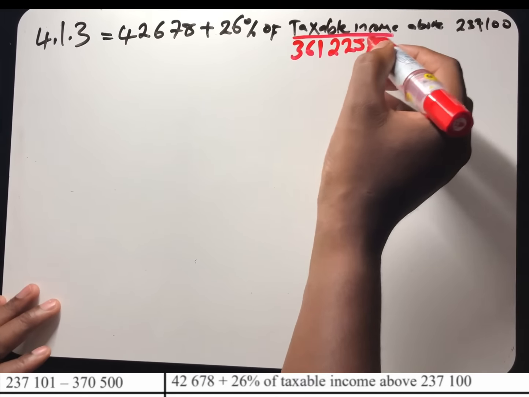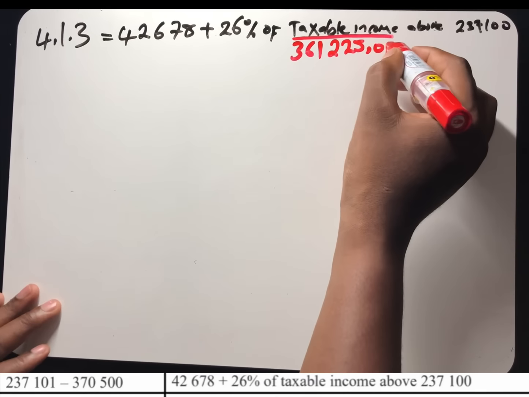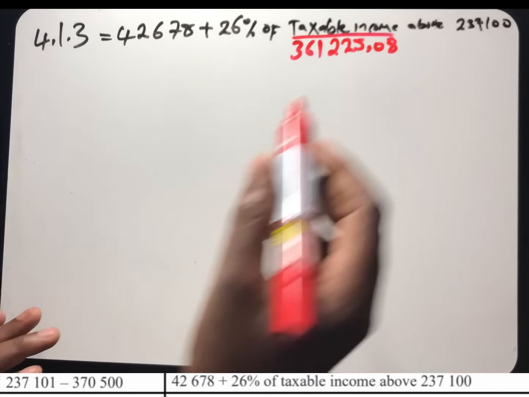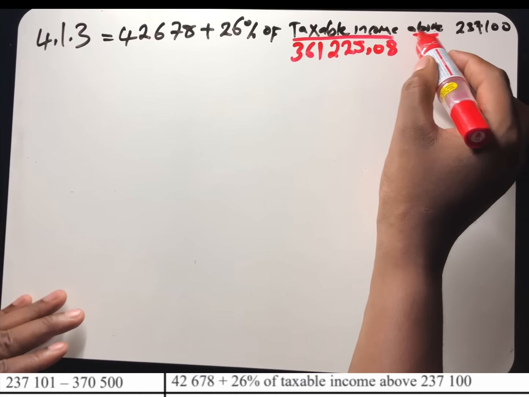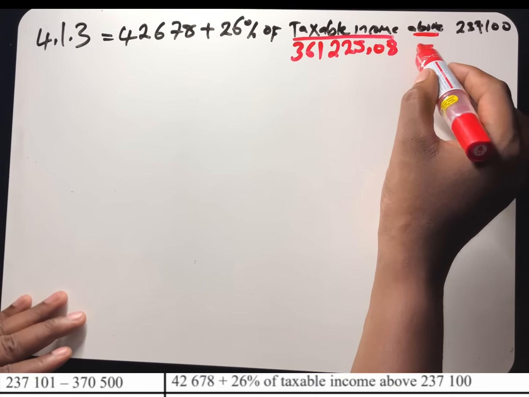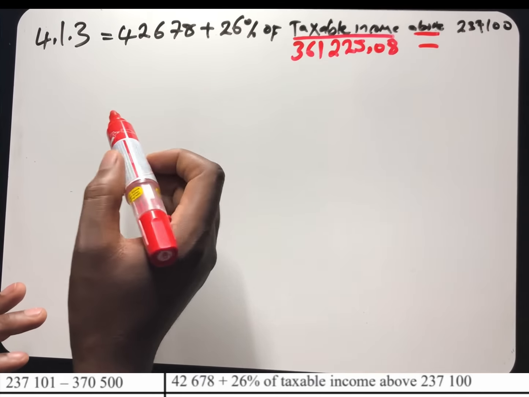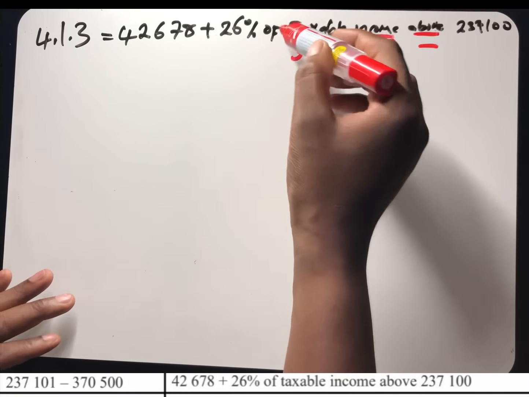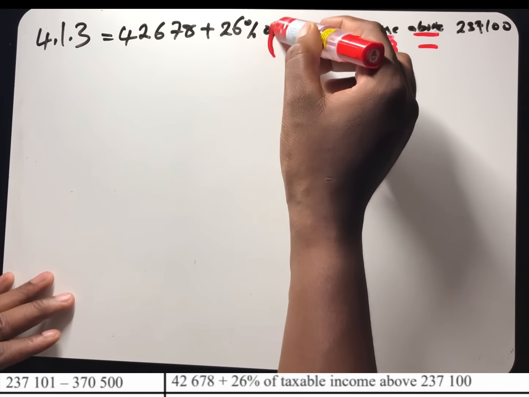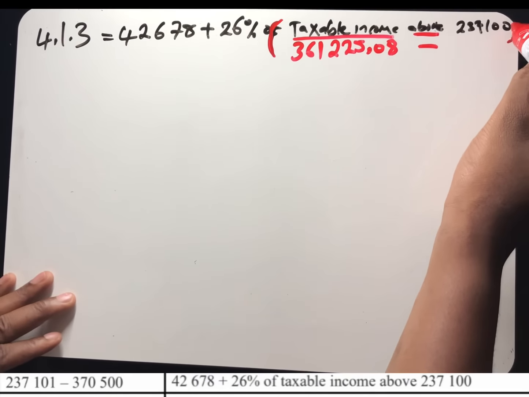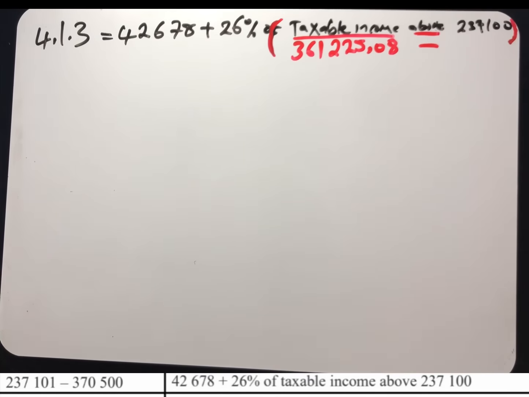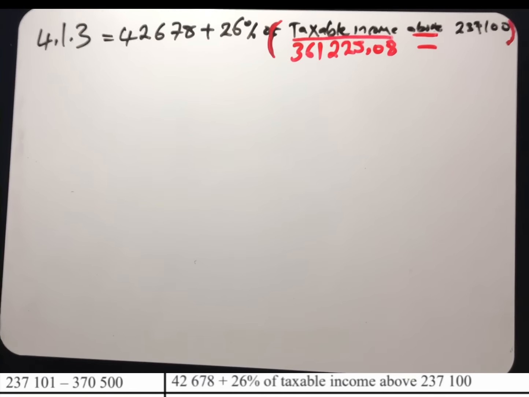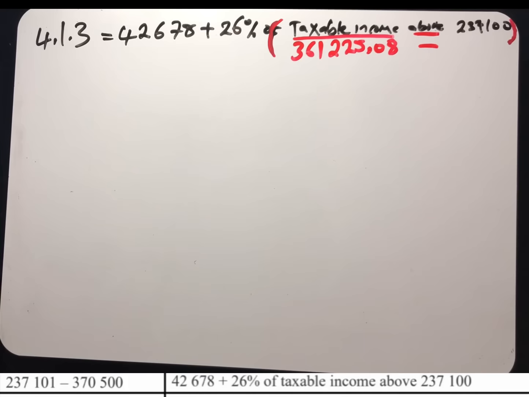361,225 rands and 8 cents. The word above, we're going to replace by minus. And then the word of only means multiplication. We can just put a bracket here, meaning that the next step, we are just going to substitute in the equation. So this is how we substitute.